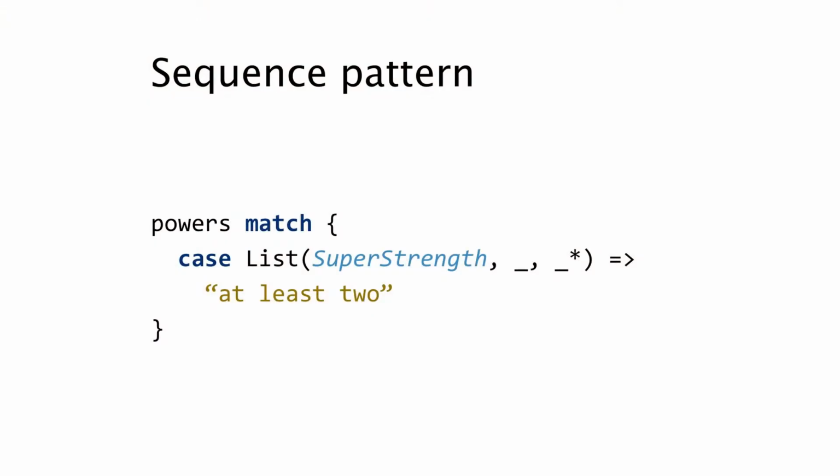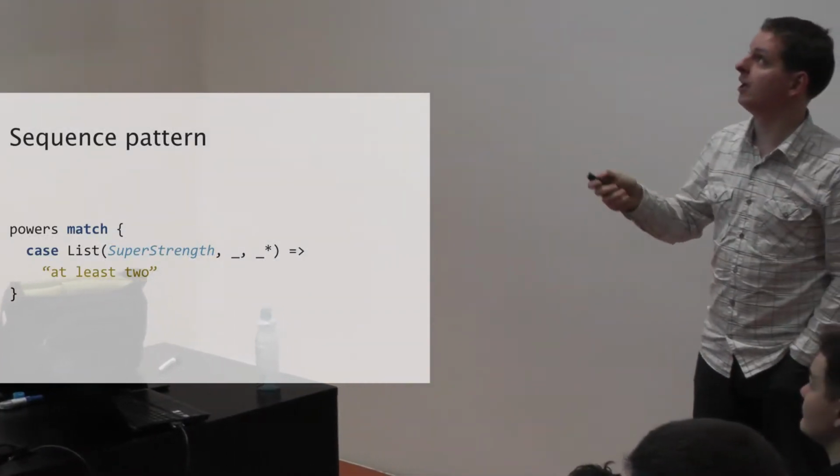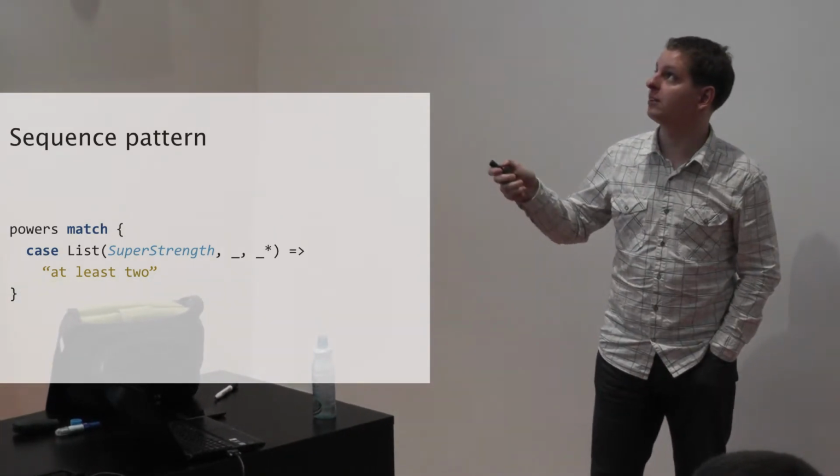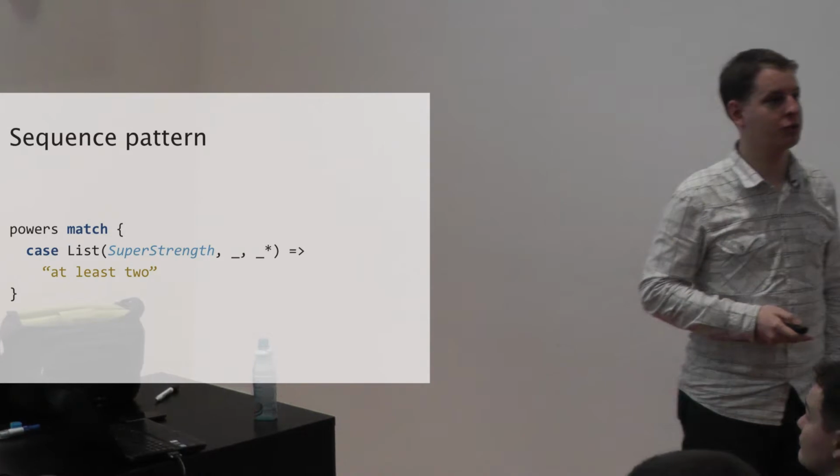There is another type of pattern, a sequence pattern. It might look like this. This will match if powers is a list whose first element is superstrength. There is some second element, but we don't care about it, but there is some second element. And there are 0 or more other elements, we don't care again. So this will match a list of at least 2 elements, with the first element being a value of superstrength.